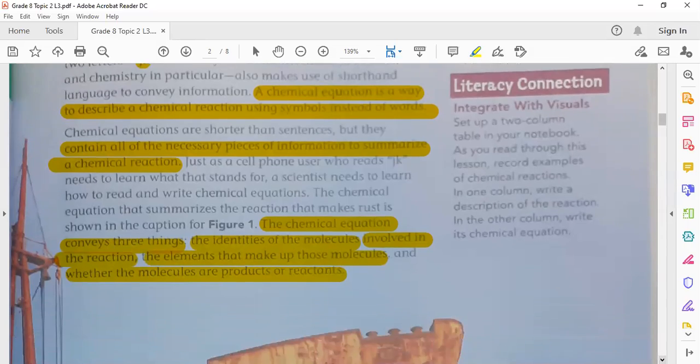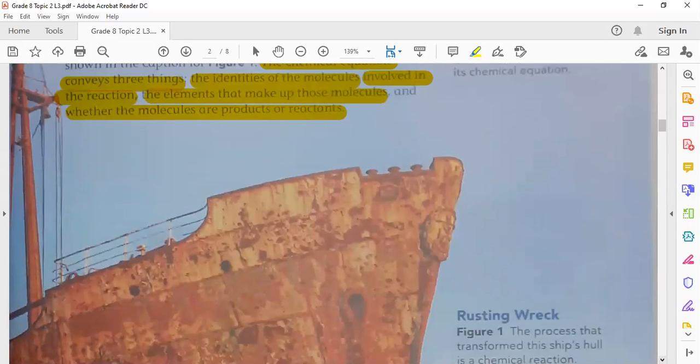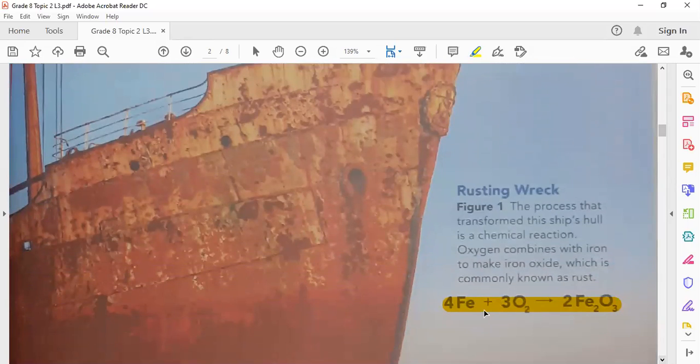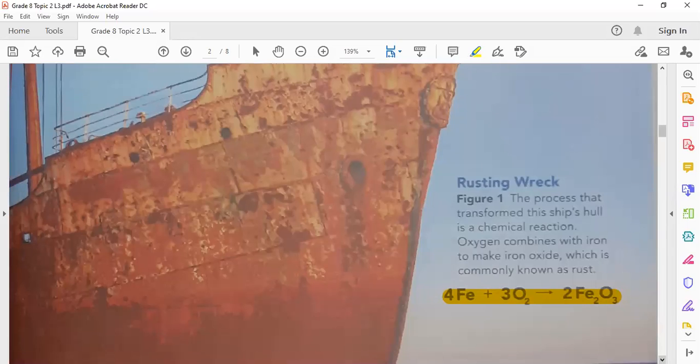For example, in this reaction, we can know that it is a reaction between iron and oxygen. Oxygen here is a molecule made up of 2 atoms of oxygen. And this is a chemical compound, rust or iron oxide. It is made up of iron and oxygen. It is a product.